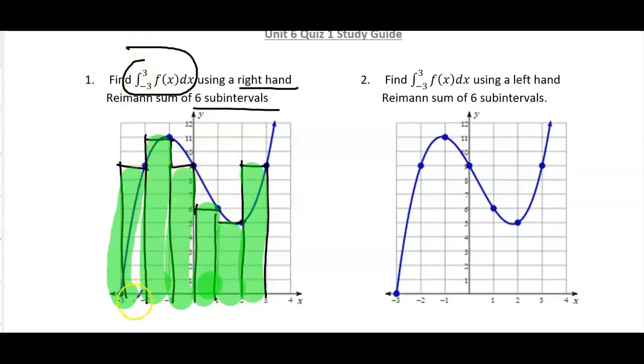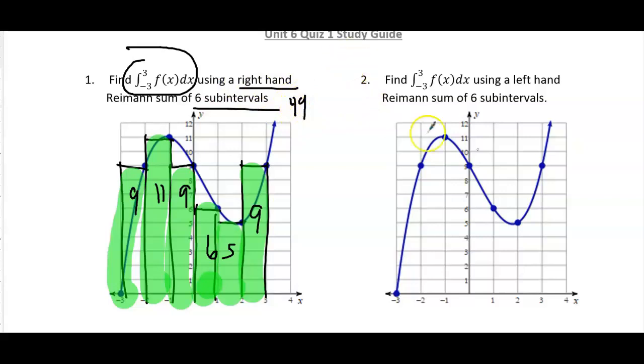So each one of these rectangles has a base of 1. So base times height will basically be 1 times whatever the height is. So it's just going to be the height. In this case, this is 9. This one's 11. This one's 9, 6, 5, and 9 again. And we'll add all that up. And for that, I'm getting approximately 49.